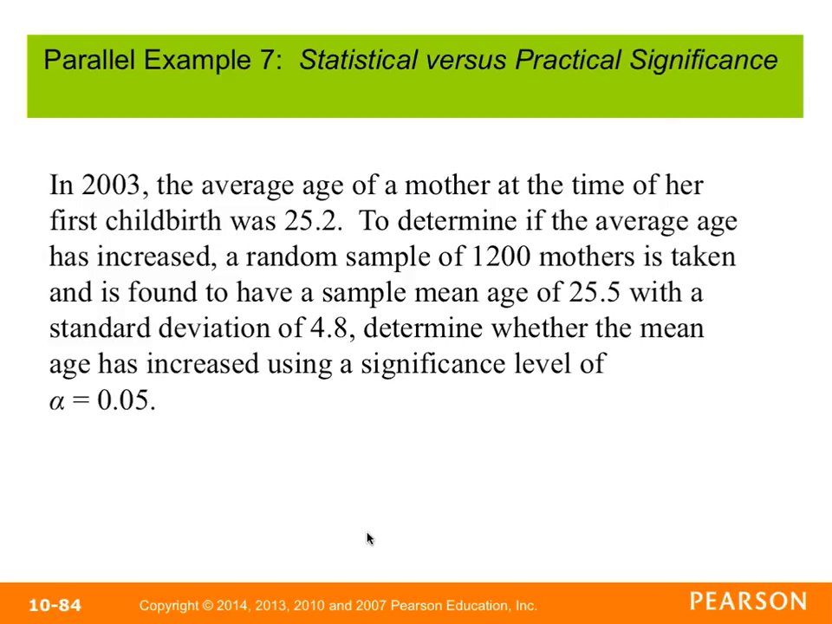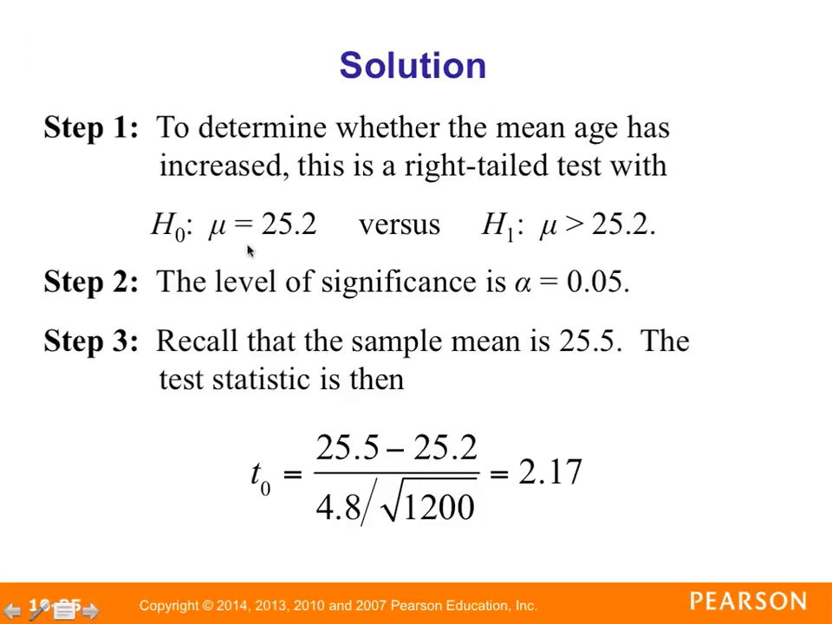So in 2003, the average age of a mother at the time of her first childbirth was 25.2. To determine if the average age has increased, a random sample of 1,200 mothers is taken and is found to have a sample mean of 25.5 with a standard deviation of 4.8. And we're going to use alpha equals 0.05. So what we're testing is mu equals 25.2 versus mu greater than 25.2. We have a level of significance of 0.05.